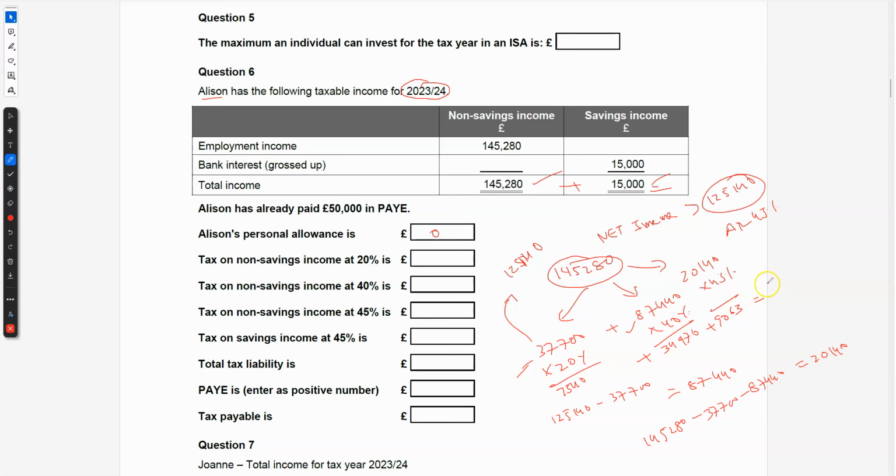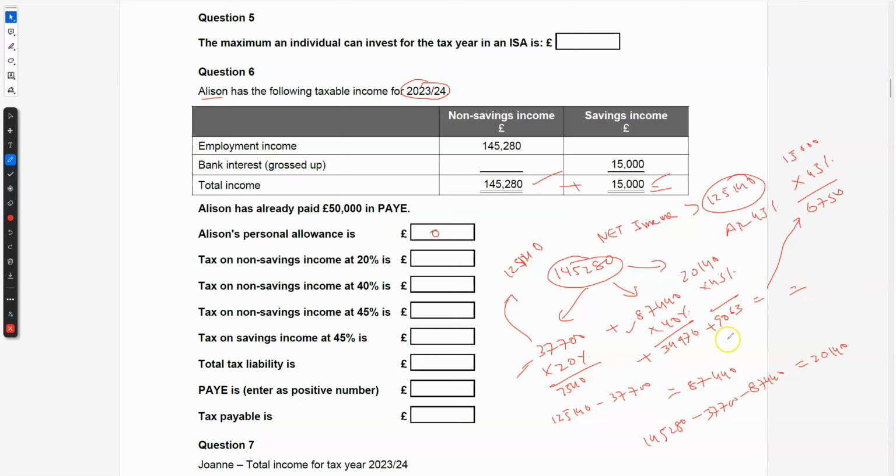We need to make sure we do the savings as well. So saving we have 15,000. He is an additional rate taxpayer, so he will not have any allowance. If someone is a basic rate taxpayer, the savings allowance is 1,000. If someone is a higher rate taxpayer, the allowance is 500. For additional rate, we don't have any allowance. So on this 15,000, the tax will be 45%, and that will be 6,750.